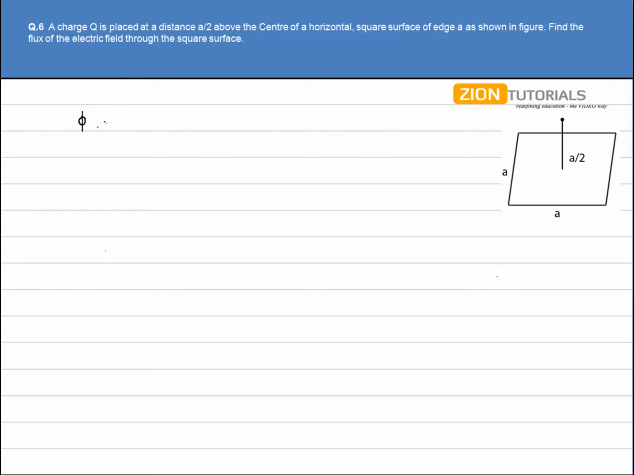We know net flux is given by Q enclosed by epsilon naught. This is my total flux. Now I have to calculate the total flux passing through only one surface. So let's say I have a cube of edge a, and let's suppose I placed a charge Q exactly at its center.